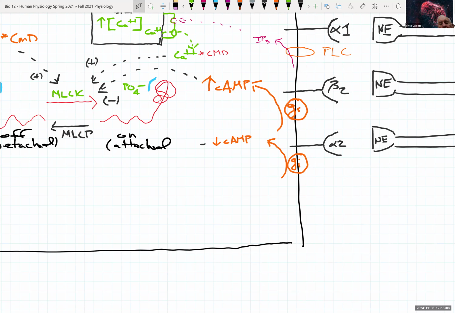So here we're going to draw a dashed arrow coming back onto myosin light chain kinase. You can see everything thus far has been focused on myosin light chain kinase and regulating whether it's turned on or turned off. Here I'm going to put a positive sign because cyclic AMP is an inhibitor of myosin light chain kinase. So if we get rid of cyclic AMP, that then removes the inhibition from myosin light chain kinase.